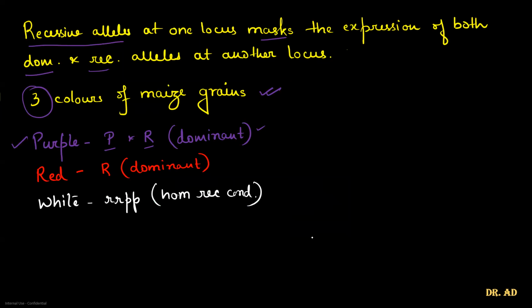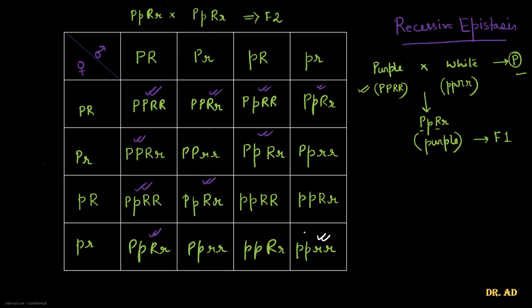Capital P, small r, small p in homozygous recessive condition yields white grain. So this is white. Next comes the twist in the play. This is also white and this is also white and this is also white. Why are these three white?